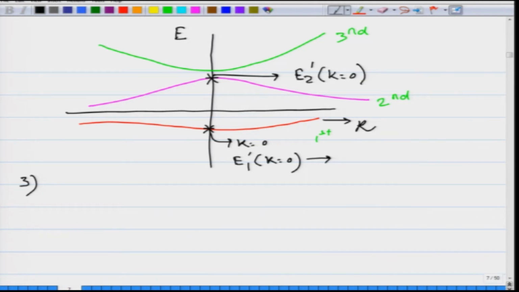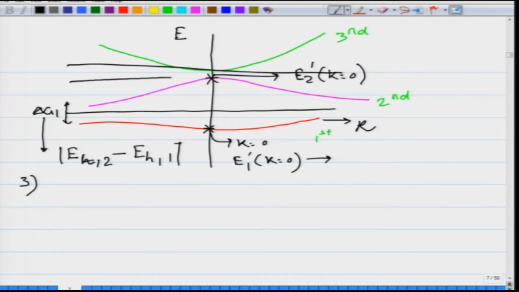The band gap between the first and the second band is this, that is delta G1, and it is given by the lowest value of the energy of the second band minus the highest value of energy of the first band. And the band gap between second and third is this, that is delta G2, and it is given by again the lowest value of energy of the third band minus the highest value of energy of the second band. So, these are the band gaps.